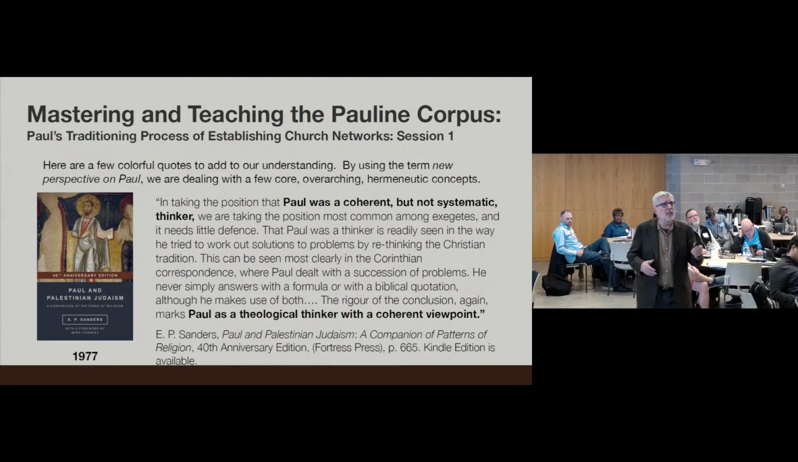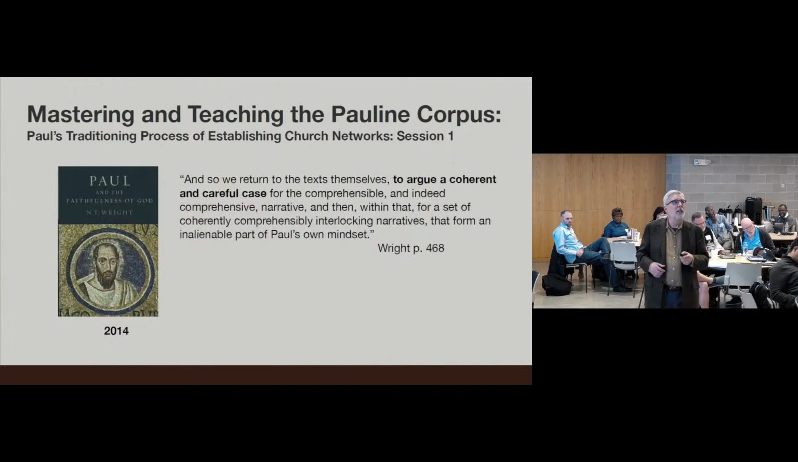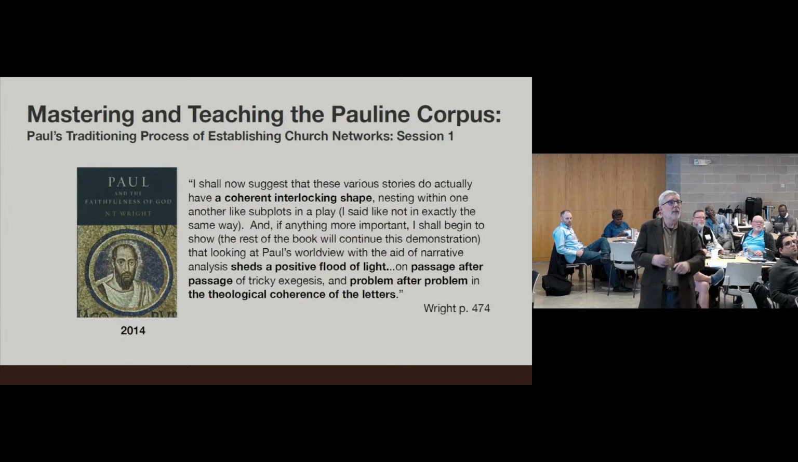And I won't read these quotes, but you can see here that Sanders says Paul was a coherent, not systematic thinker. Paul was a theological thinker with a coherent viewpoint. N.T. Wright says that to the texts themselves, he did them to argue a coherent and careful case. They have a coherent, interlocking shape. They shed positive light on passage after passage of tricky exegesis.